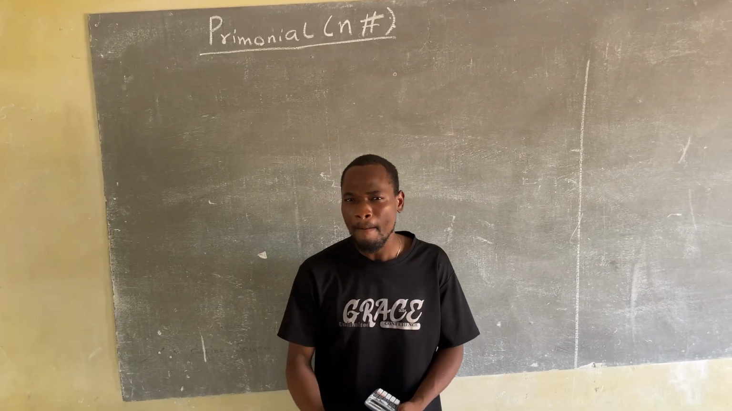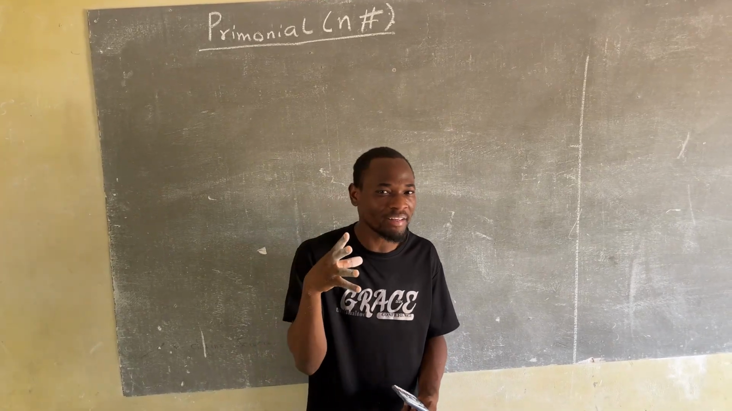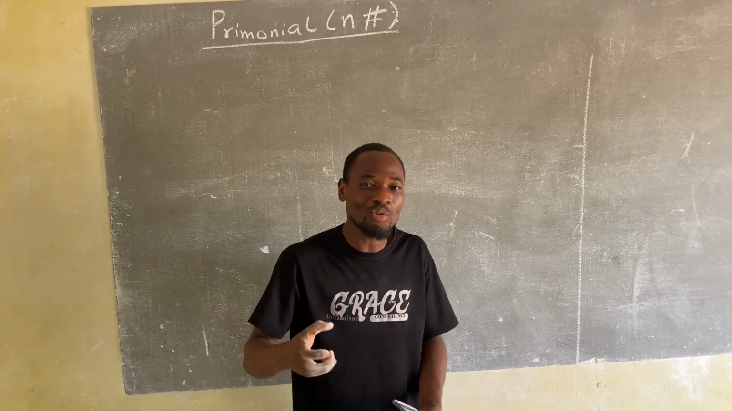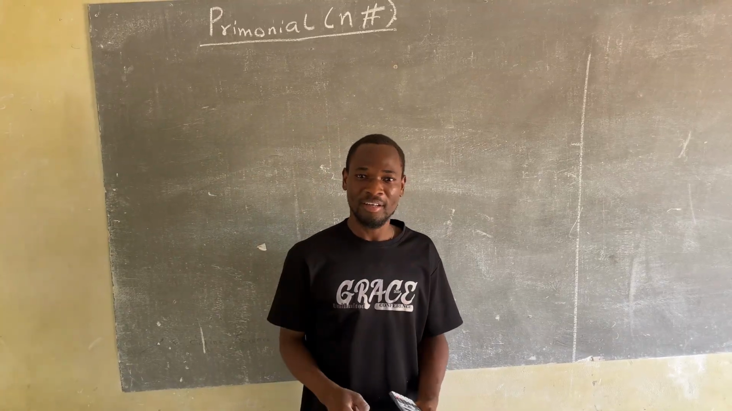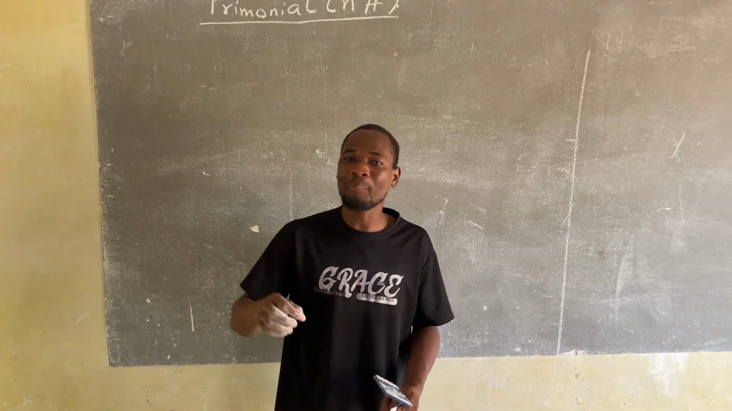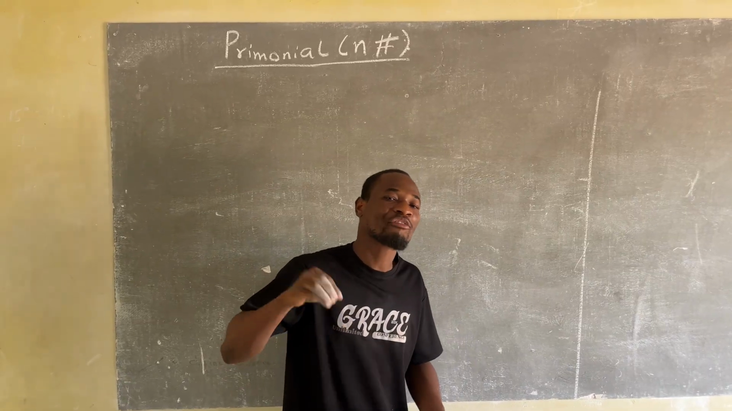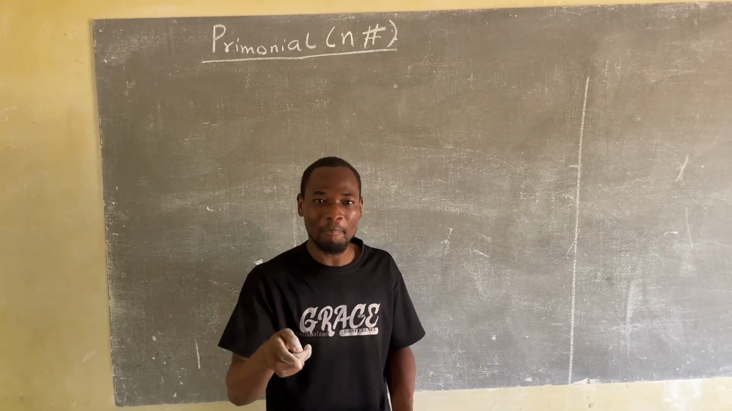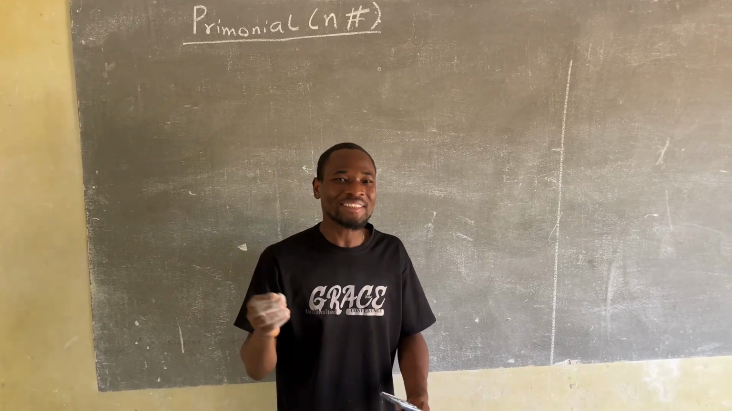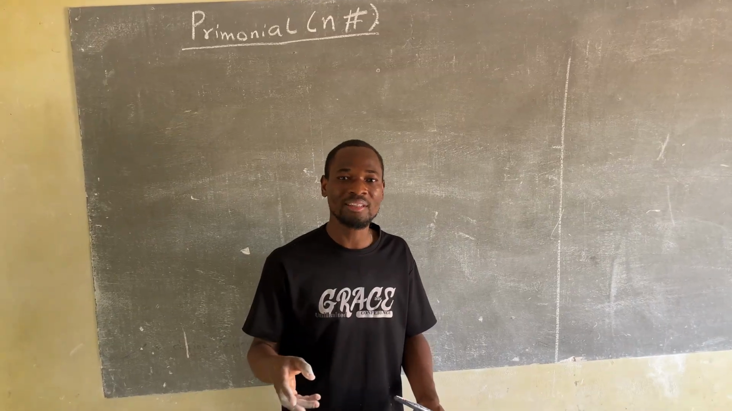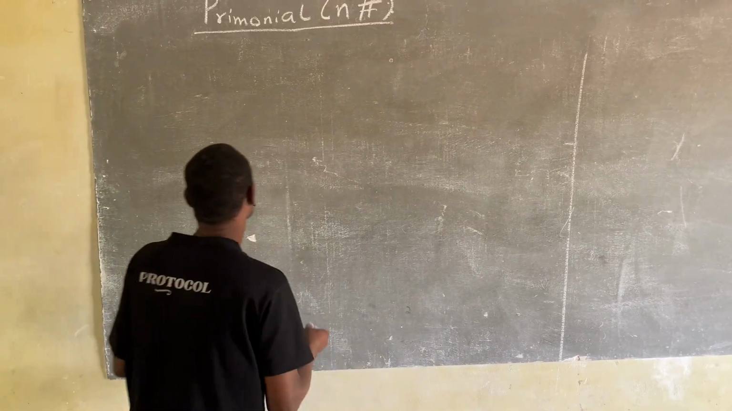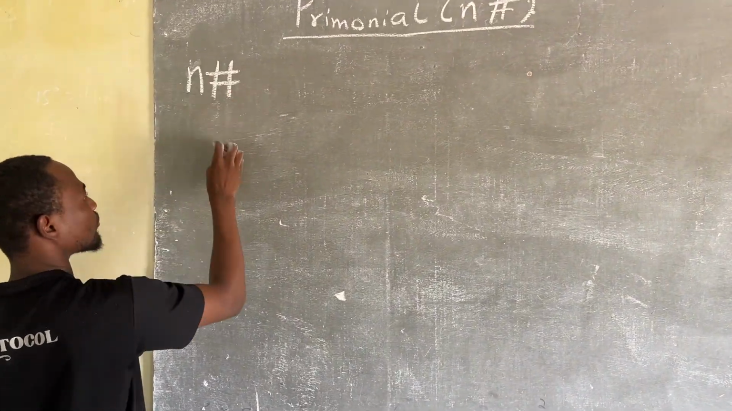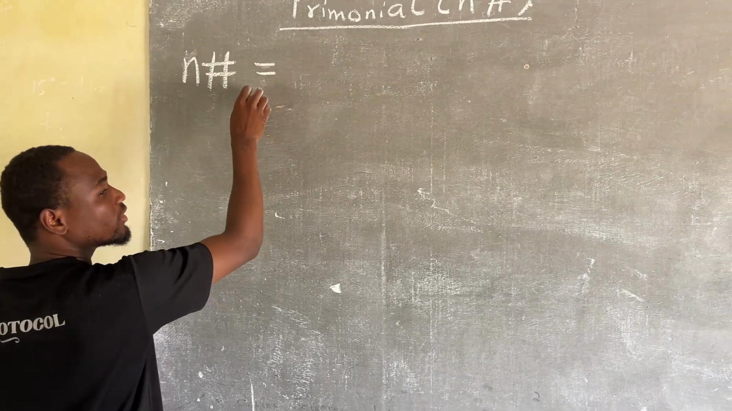Now, whenever you hear primorial, what comes to mind? Prime numbers. So we are strictly going to talk about prime numbers. Primorial is a mathematical function defined as the product of prime numbers which are less than or equal to the number n.